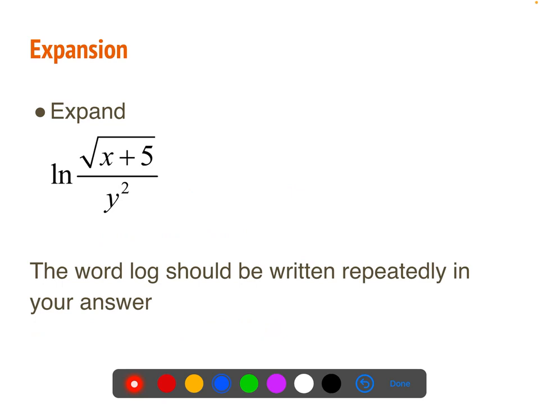All right, here's another expansion. I've got the word ln of the square root of x plus 5 divided by y squared. So what I saw was this divided by. That means subtraction when I expand this. So I'm going to do ln of the top, which is the square root of x plus 5, minus ln of y squared.